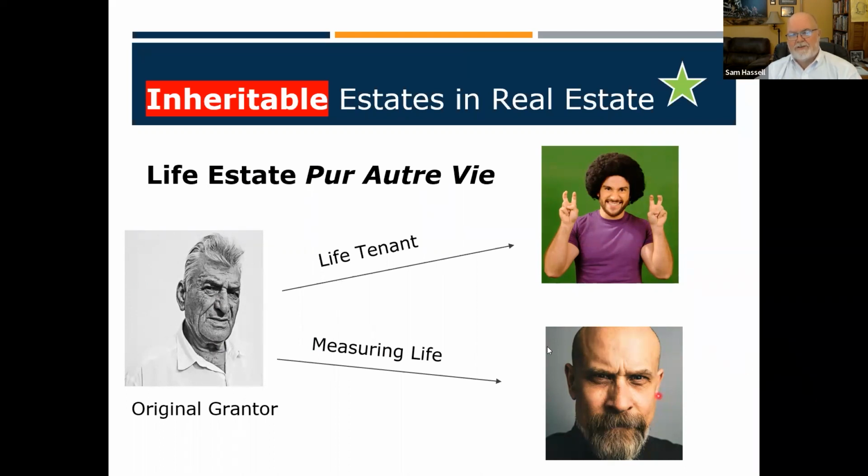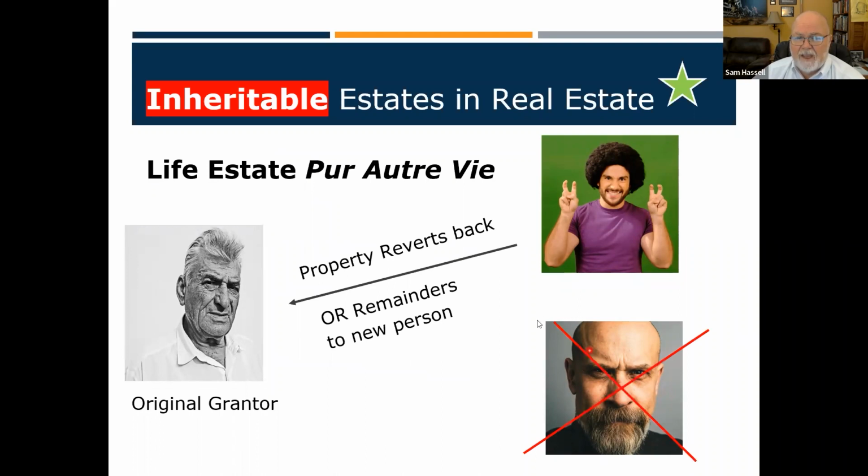Okay, dad's the measuring life. Now, remember, see what it says here? It's inheritable. So dad's the measuring life. So that means that Junior can stay there as long as dad stays alive. Grandma, mom, right? Okay. If dad dies, the property goes back to grandpa, right? Or goes to a remainder person, another third party, if that's the case. So it reverts back, but that means that Junior is out. Okay, Junior's out.